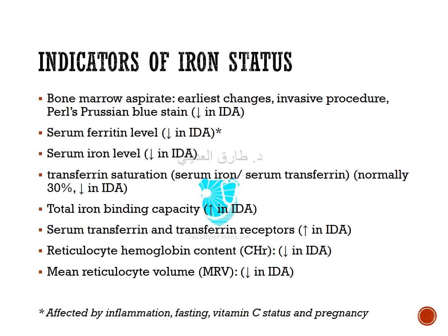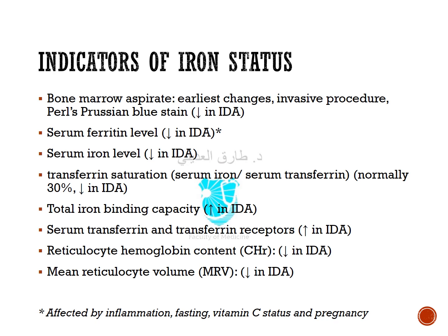We have the transferrin, which we mentioned, that carries the iron. We can test how saturated it is with iron. Normally, 30% of this transferrin is full or saturated with iron. This is the normal ratio. Normally only one third is filled with iron. So if we have decreased iron in iron deficiency anemia, then the transferrin saturation will be below 30%.